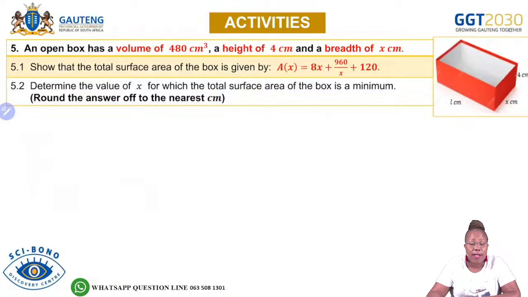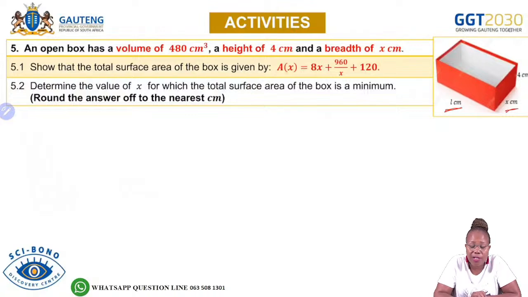Moving on, number 5, we have an open box now. This box does not have a lid, as is indicated on the diagram there. It has a volume of 480 cubic centimeters, a height of 4 centimeters, and a breadth of x centimeters. And can you see, we don't even have the length; there is L centimeters. So we have 2 unknowns there already on the diagram.